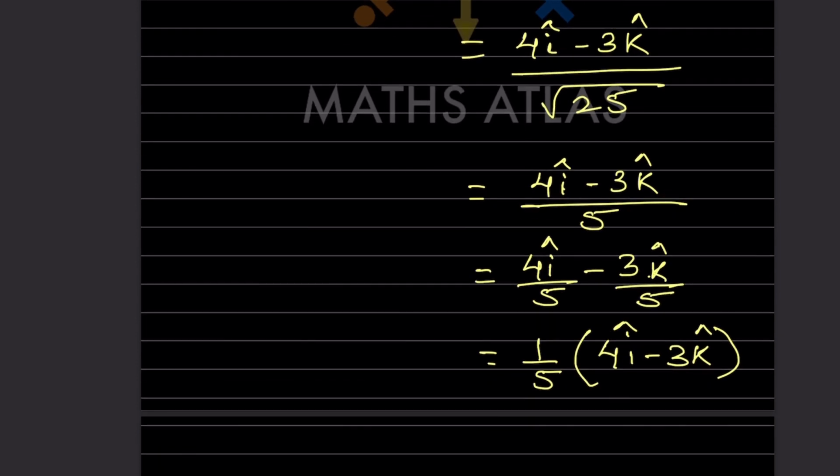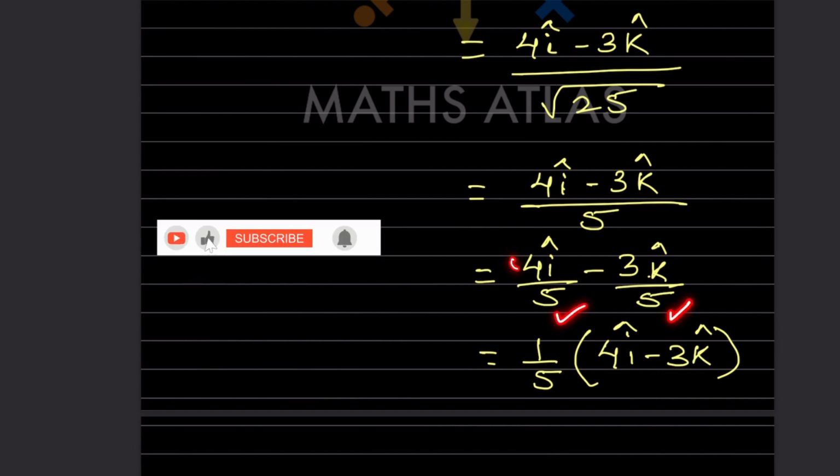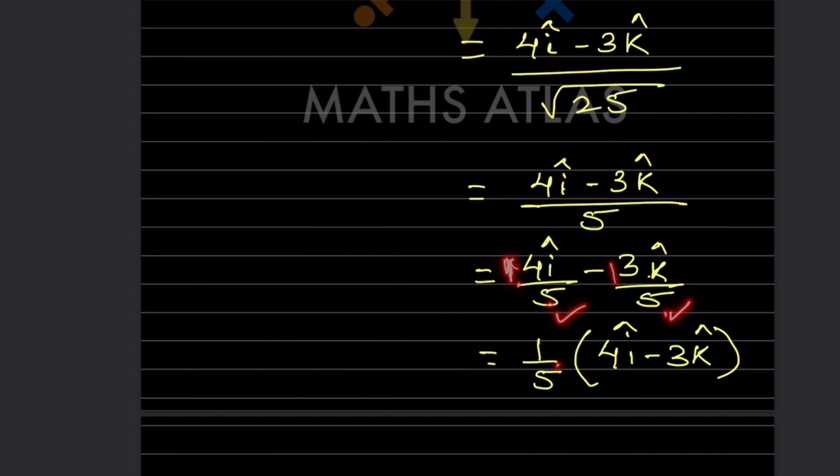So now what are you going to do? You are going to split this: 4i divided by 5, the sign is minus, and then 3k divided by 5. Now you can see the denominator is the same, so we can take 1 by 5 common for both of them. What remains is 4i minus 3k. So this is the answer.